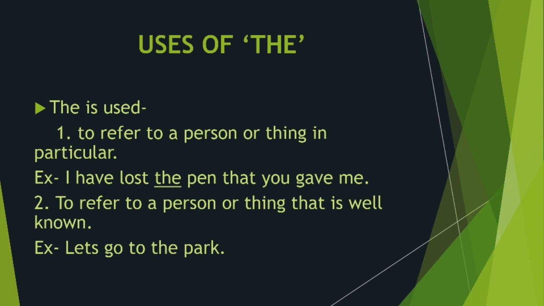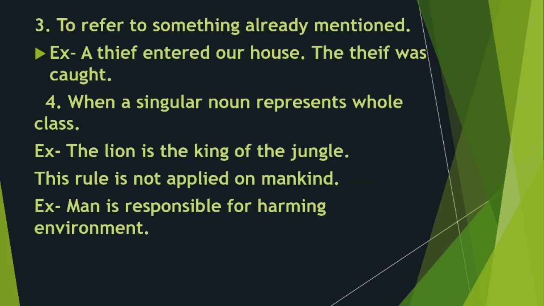Okay? To refer to a person or thing that is well known. कोई ऐसी चीज़ या place जो well known है. That means जिसको आप वो बोल रहे हो, वो उस चीज़ को जानते हैं. Like, let's go to the park. हम park चलते हैं. So, the park must be common. That means उस park के बारे में जिसको आप बोल रहे हो उनको भी पता होगा. Okay, so it's well known park. So, let's go to the park.